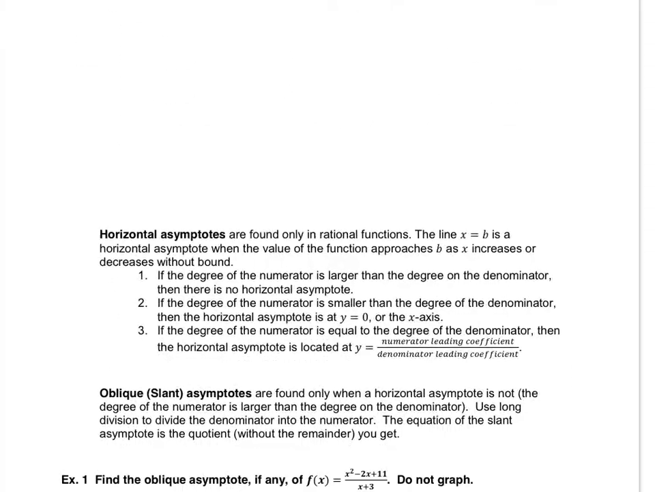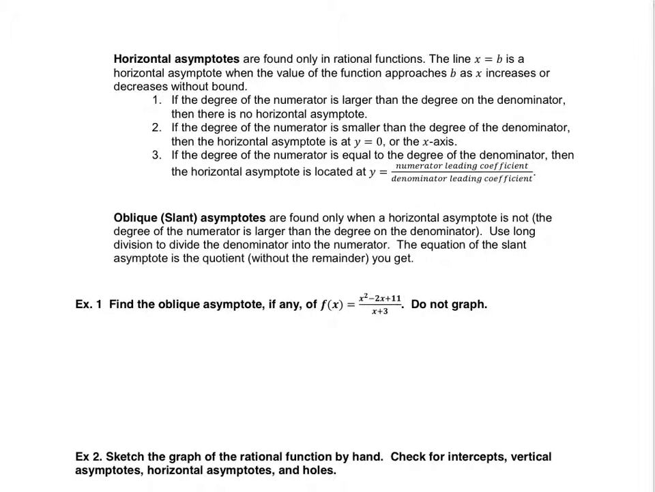And then our horizontal asymptotes: if the degree of the numerator is larger than the degree in the denominator, then there are no horizontal asymptotes. We're going to have a slant asymptote in that case. If the degree of the numerator is smaller, then it's at 0. And if the degrees are equal, then that's where we take the leading coefficients and just divide them. And then today we're going to be focusing on how to find oblique or slant asymptotes. We didn't talk a whole lot about them. We included them last time, but we didn't really discuss how to find them.